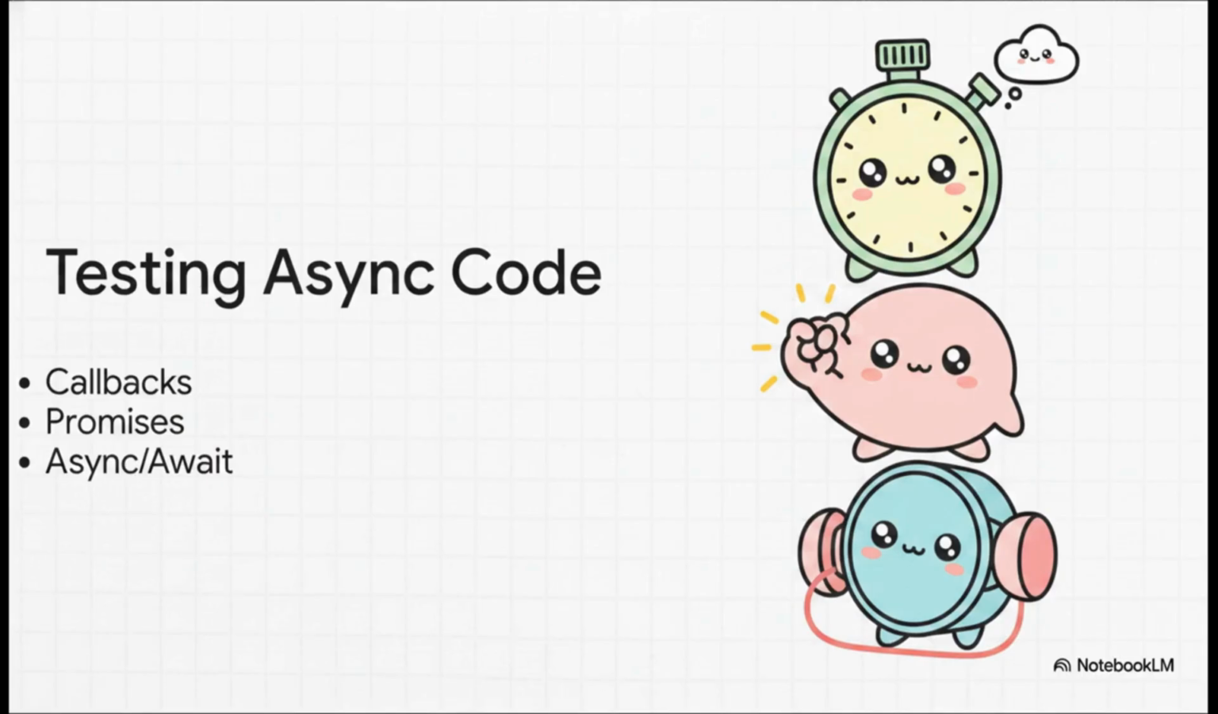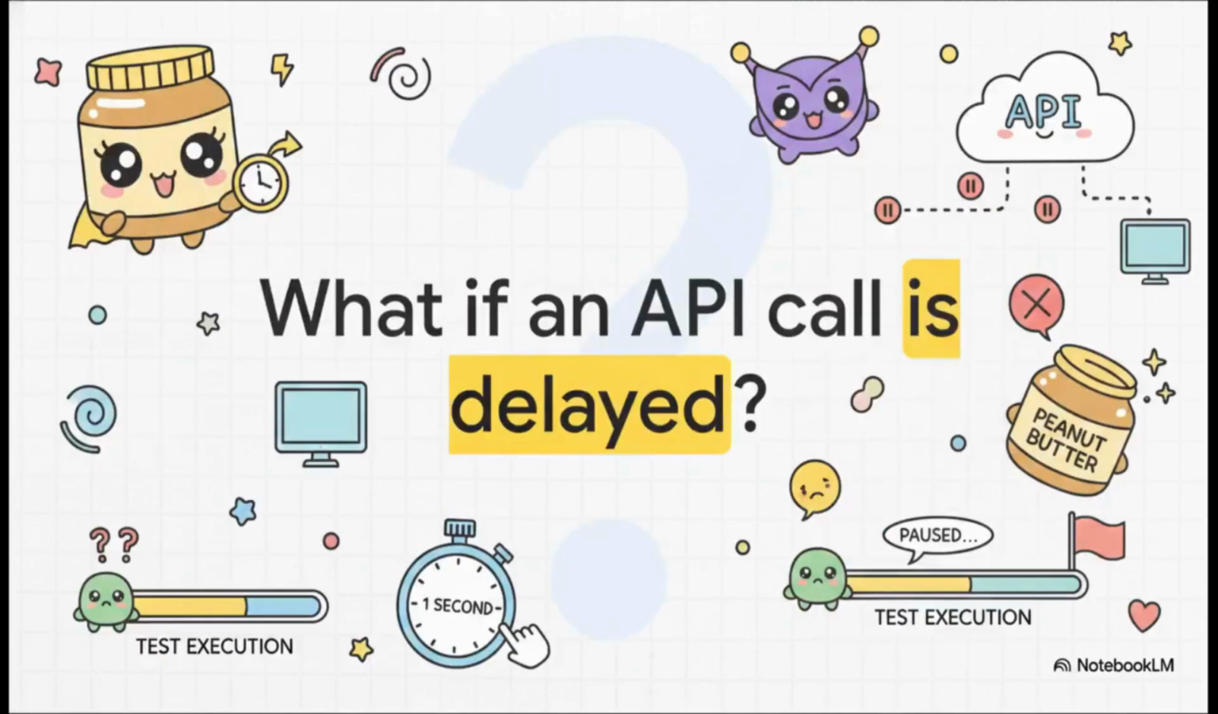Otherwise, our tests might fail prematurely while the background task is still out there running. Think about it like this. What if our code has a delayed API call returning the string peanut butter? If a test finishes executing before that delayed data actually arrives over the network, Jest just passes the test by default. That's a false positive. And honestly, it's incredibly dangerous.